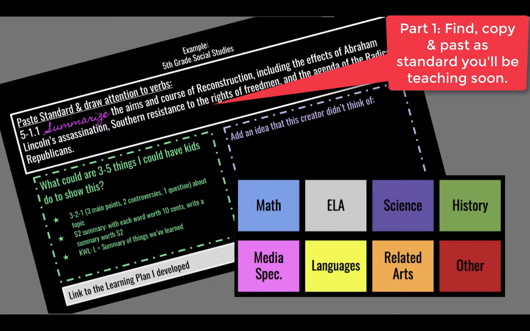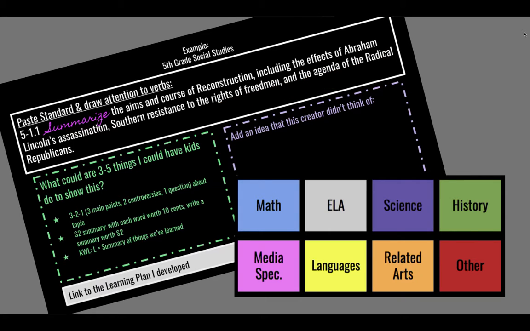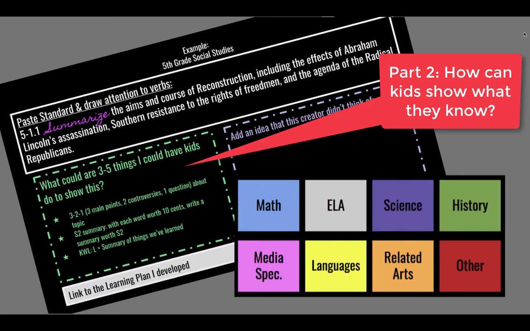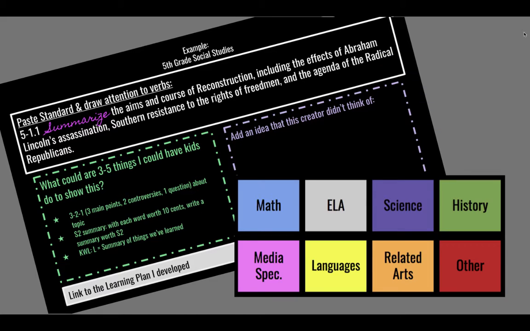All right, so exactly. Everybody who's listening to this, copy and paste that standard into the top box on a new slide. Once you've copied and pasted your slide in and drawn attention to the blooms word or words, you're going to go down to the green box, and then you're going to brainstorm 3 to 5 things that you could have kids do. So Lacy and I read through the standard, and then we thought about what we might have kids do if we were teaching this standard. You're going to do the same thing.